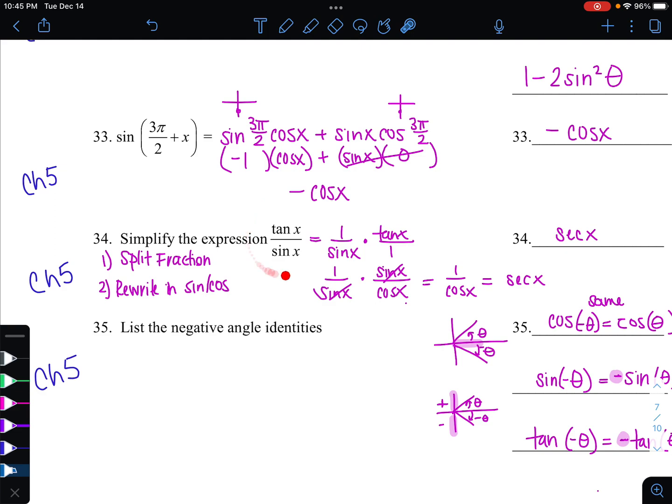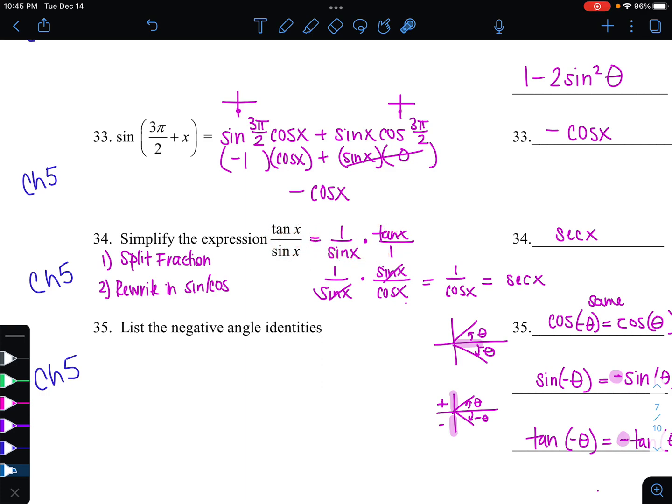The strategy, whenever you have a fraction, is to first rewrite it, split it up so that each trig function has its own fraction. Since the tangent's in the numerator, I kept the tangent in the numerator here. Since the sine was in the denominator, I kept the sine in the denominator here. And I multiplied those together because, if we were to multiply across top and bottom, we'd get the same expression.